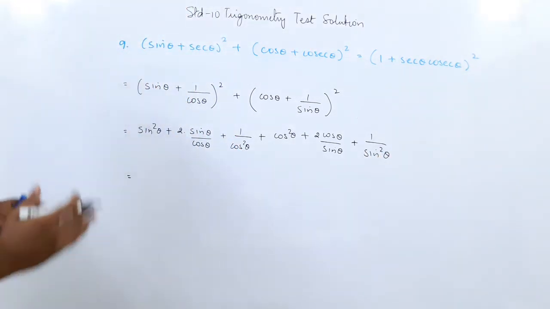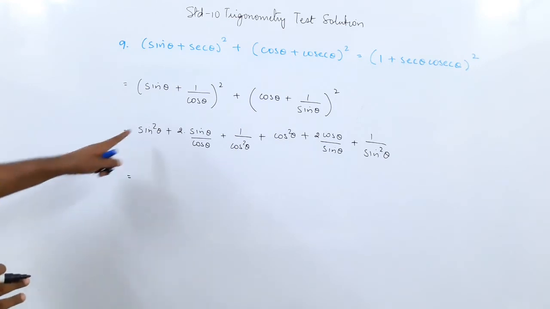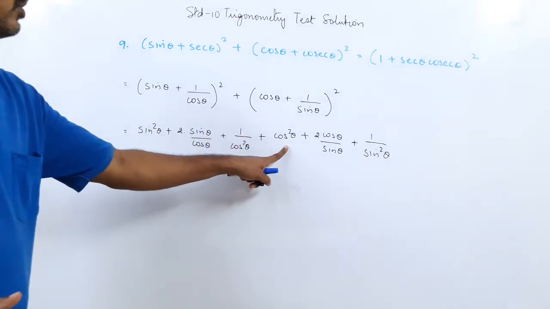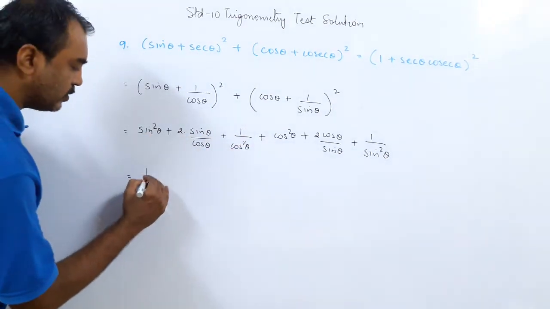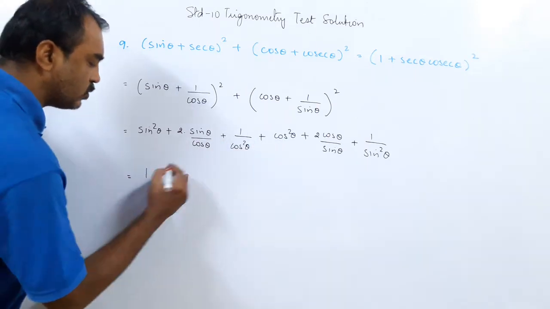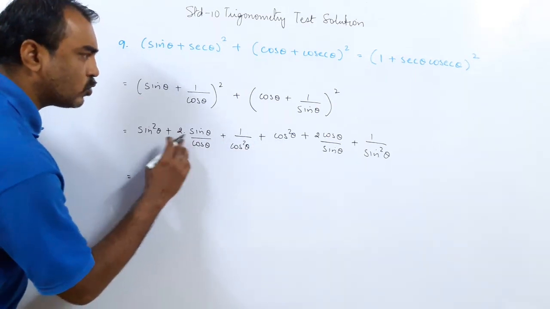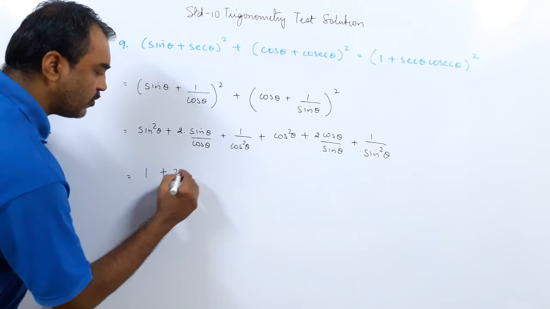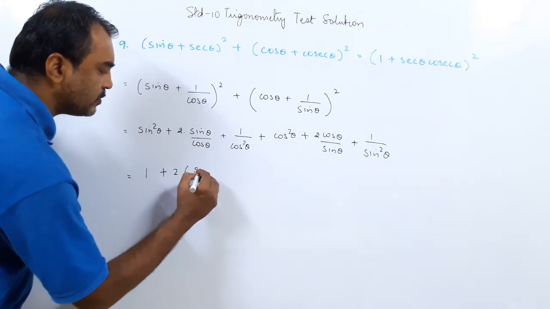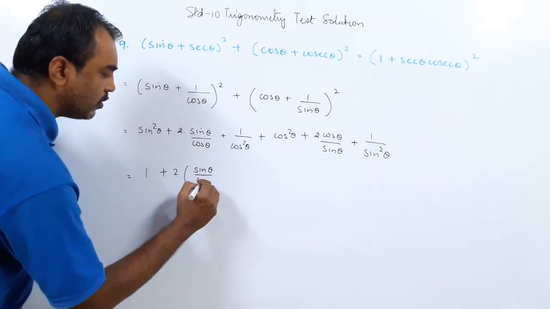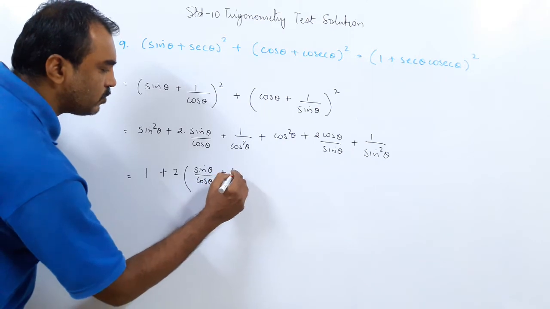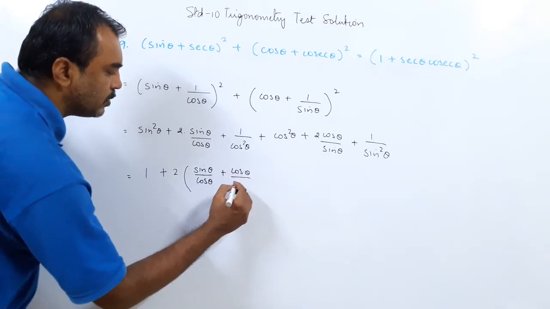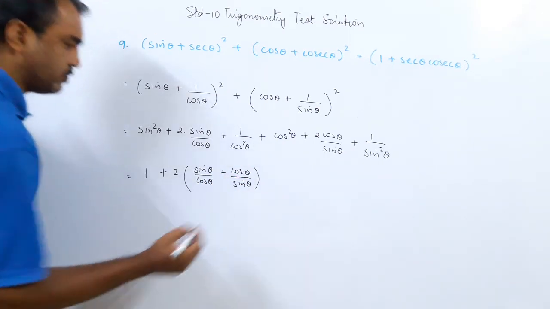Okay. Now here I will pair the things up according to need. So what is sin square theta plus cos square theta? That is 1. So I got the 1, sin square theta plus cos square theta is 1. Here I take the 2 out common from both. So if I take out 2 common, what remains in the bracket? Sin theta upon cos theta plus cos theta upon sin theta.